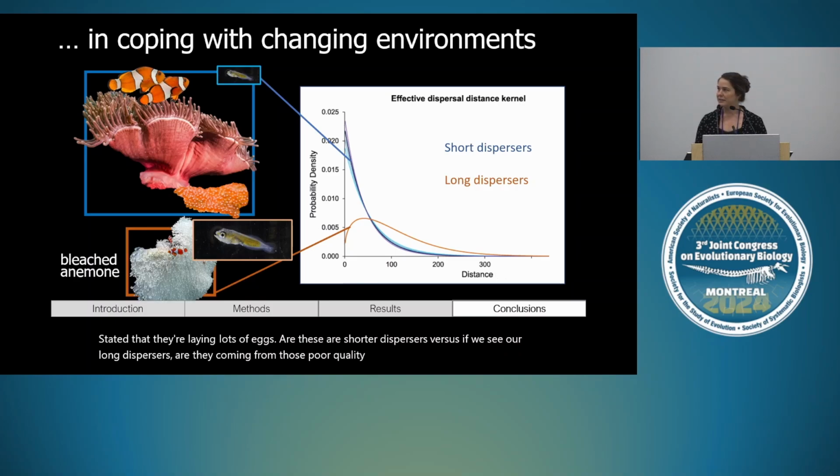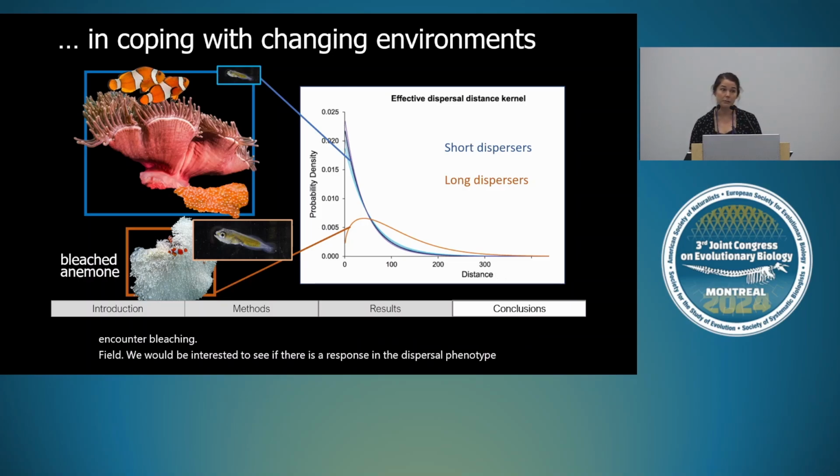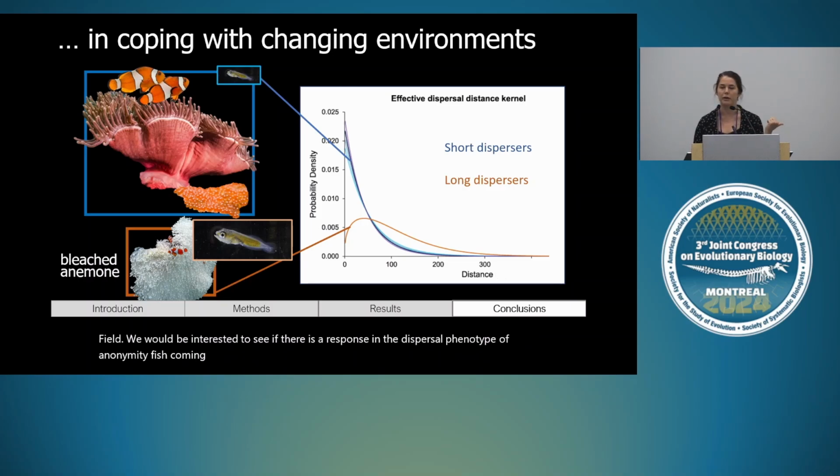And lastly, to tie it in with the symposium's other topic, in response or coping with changing environments, this summer I'm co-mentoring some undergraduate researchers who are looking at the effect of heat waves and subsequent bleaching on the anemone fish mutualism. And so as we encounter bleaching in the field, we would be interested to see if there is a response in the dispersal phenotype of anemone fish coming from parents that were in bleached anemones.